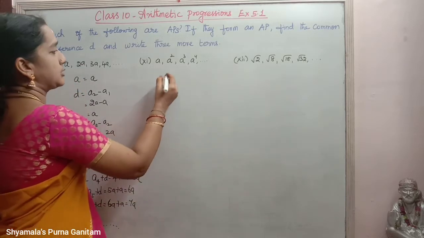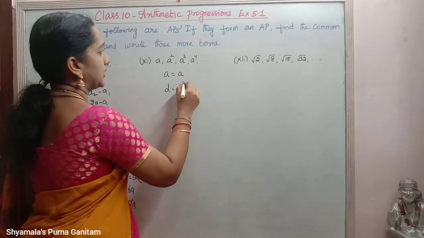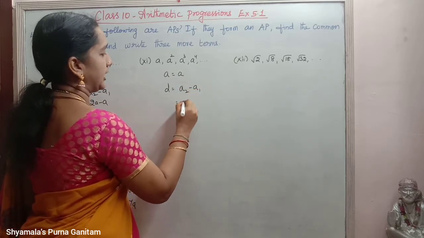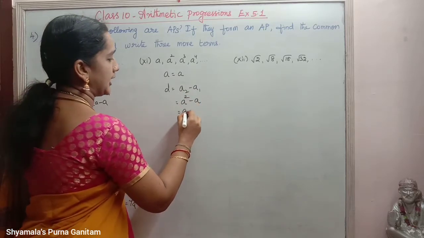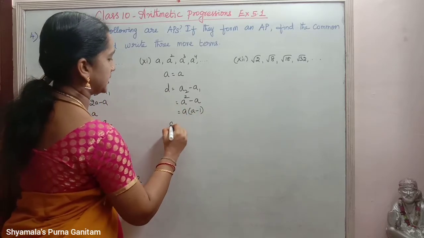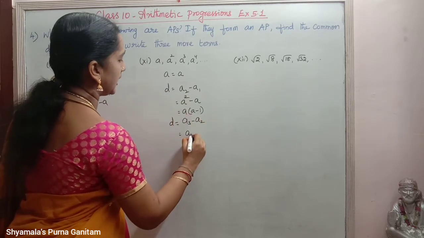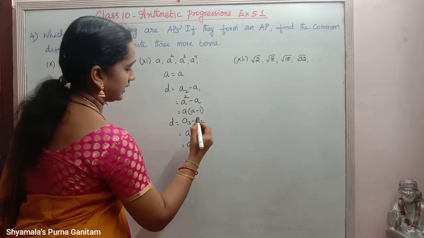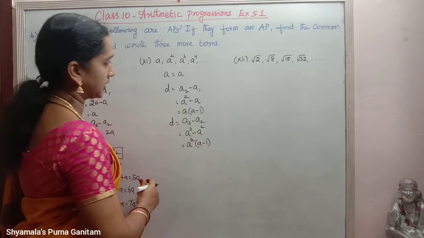Then the next one: the first term is a. The difference is a2 minus a1. a2 is a squared minus a, so this will be a into a minus 1. So this is the difference. The next difference is d equal to a3 minus a2. a3 is a cubed minus a squared. Here I will take a squared common out, so the balance will be a minus 1.